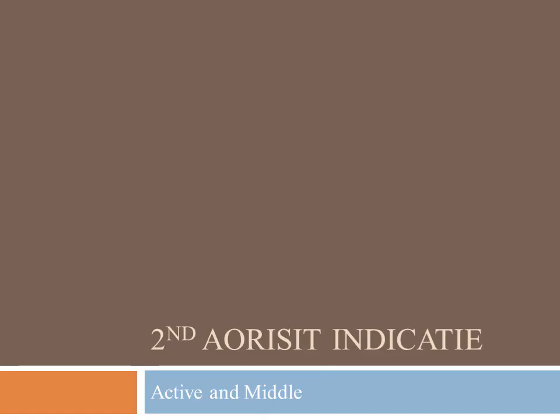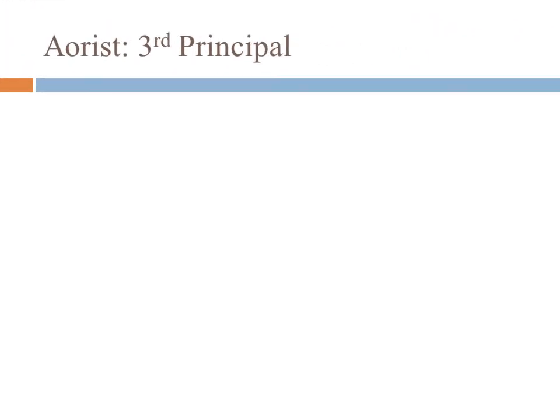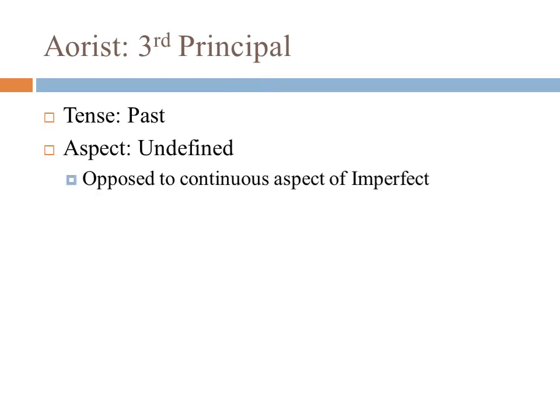Second aorist indicative, active and middle. Aorist, the third principal part. So far you've had the present, the second was the future, and now the aorist is the third principal part. The tense is past. Its aspect is undefined. This is as opposed to the continuous aspect of the imperfect that we just had. So this is the second of the past tenses.